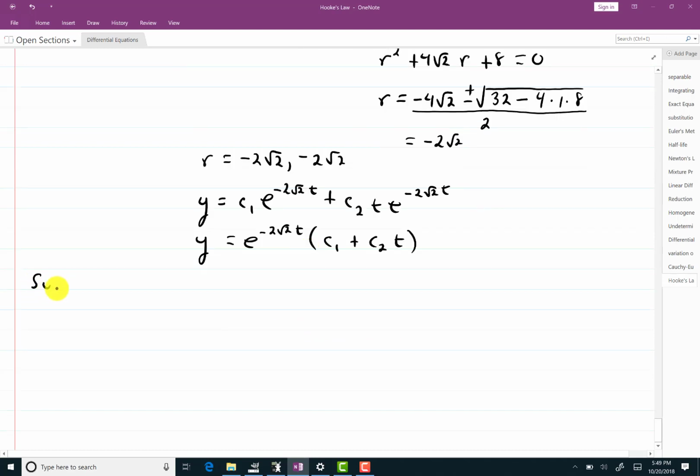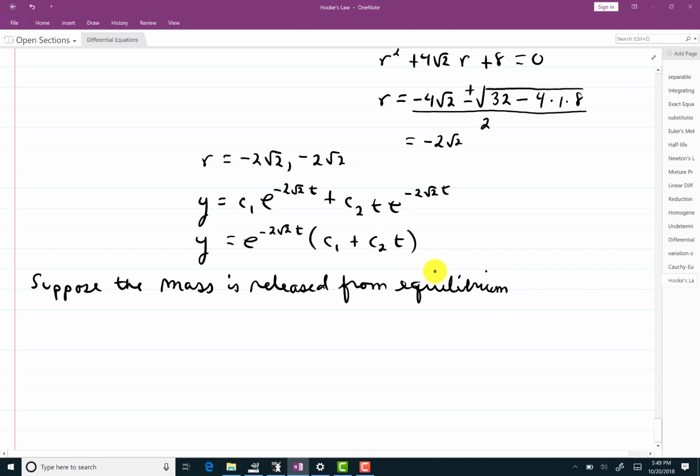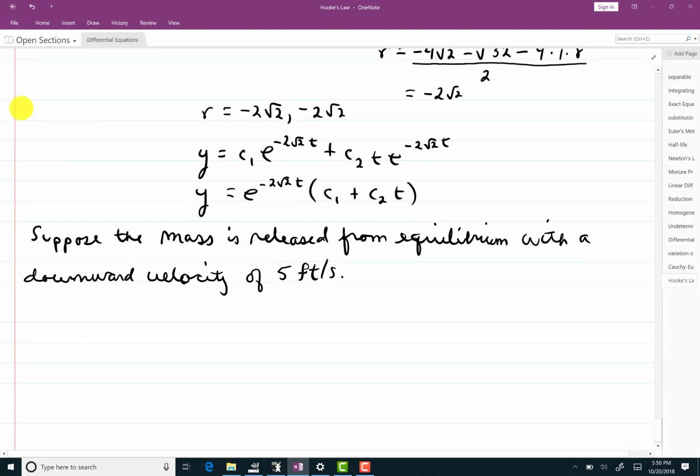Suppose the mass is released from equilibrium with a downward velocity of 5 feet per second. So since it's downward, remember this counts as positive, so it's plus 5 feet per second. It is released from equilibrium.